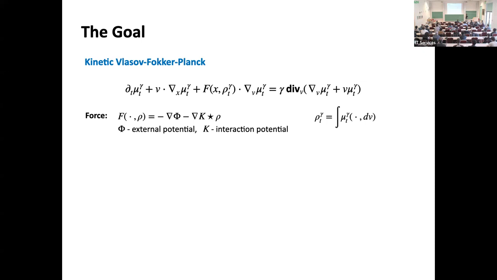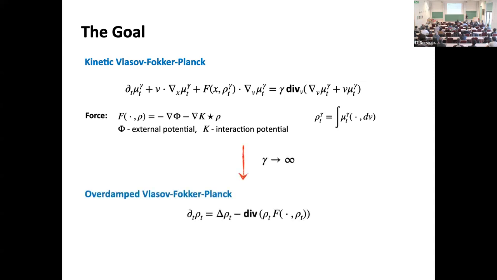Okay, and what we want to do is send gamma to infinity. And when gamma goes to infinity, what we expect is to converge to what we call the overdamped Vlasov-Fokker-Planck equation, or an aggregation diffusion equation, looking like this. You're carrying the forces over here, but then your diffusion in the velocity variable turns into a diffusion in the spatial variable. And this is also only an equation in the x variable. So this is really an equation on the level of the densities.